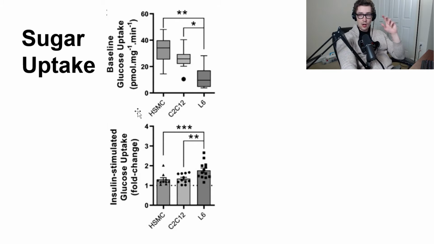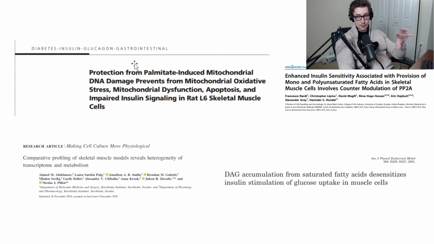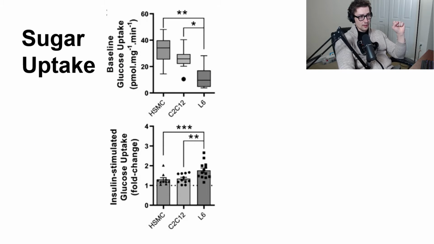So I'm harping on this particular point because this is some of the measures that were taken in the rat study that I pointed out, this one right here. So I'm going to be focusing on insulin signaling. If we look at sugar uptake, so the uptake of glucose from the bloodstream, here we're looking at the comparison between these three cells. We've got human skeletal muscle cells, which is right here, then we've got our C2C12, and then we've got our L6. And you can see there's a difference, right?